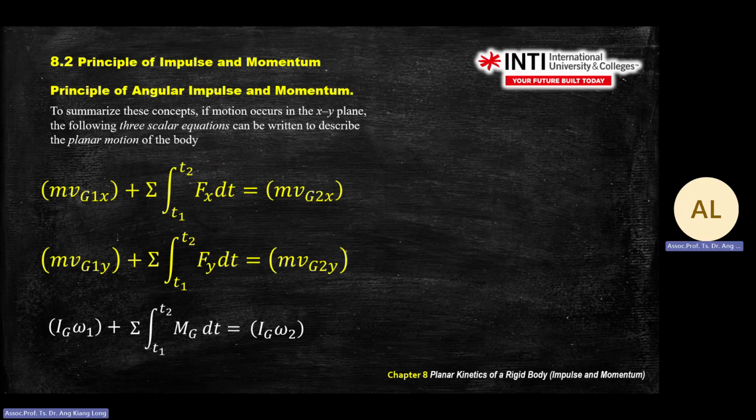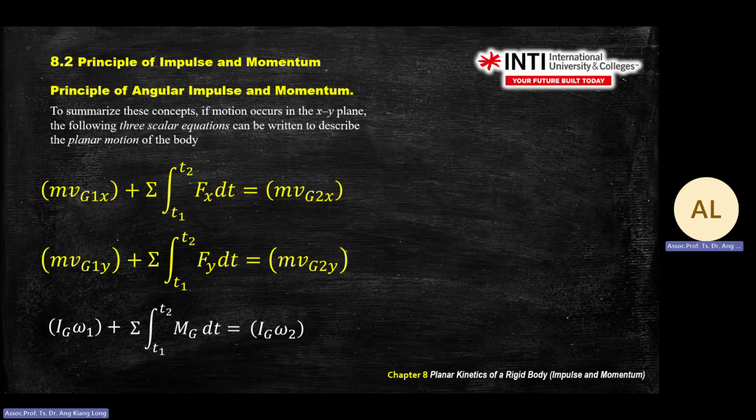Okay, then what about the rotation? For rotation, you only have one: either clockwise or anti-clockwise. Whether it rotates clockwise or anti-clockwise, by using your right-hand rule, still apply the right-hand rule. So this one you have I omega 1 plus the moment impulse equals I omega 2. So this set is fixed already.